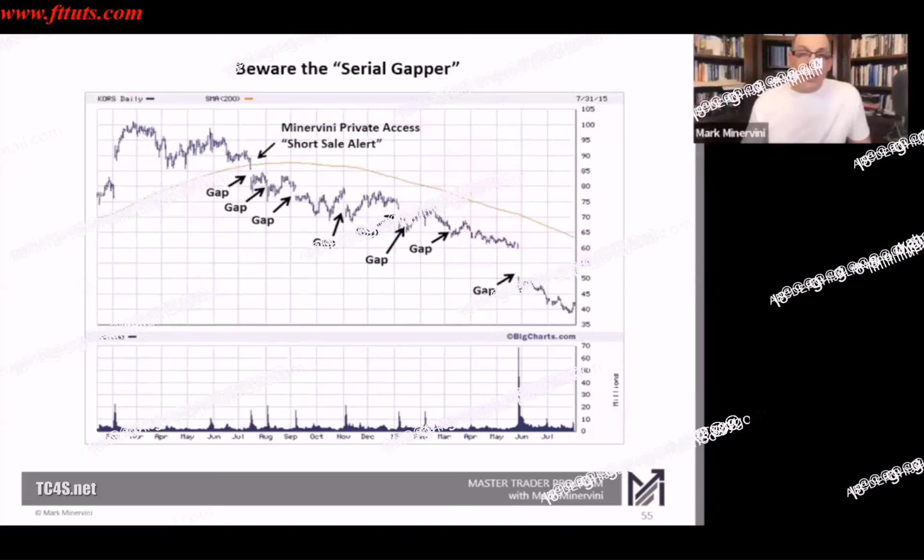This is where you want to be aware of these serial gappers, and when you're in a downtrend, you're in a stage 4. That's where you're going to get the serial gappers. In the stage 2, you're going to have the opposite. You're going to get those happy surprises.